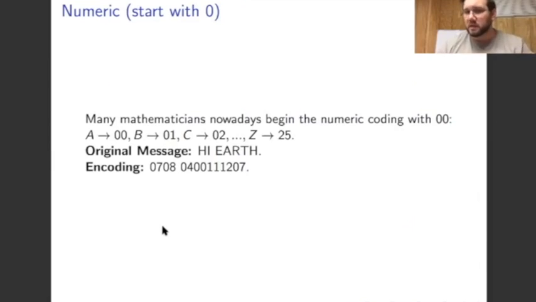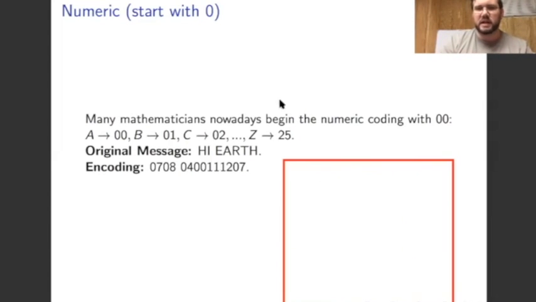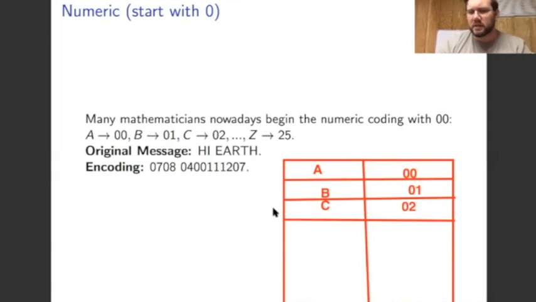Because many mathematicians start counting with 0, most mathematicians who do cryptography nowadays are going to use this method. They would replace A with 0 instead of 1, and they would replace B with 1 instead of 2. And so you can imagine what the lookup table would look like. It looks exactly like the last lookup table we saw. It's just that A will start with 0. So basically, for each entry in our new lookup table, the number will just be 1 less than the entry in the lookup table we looked at before.